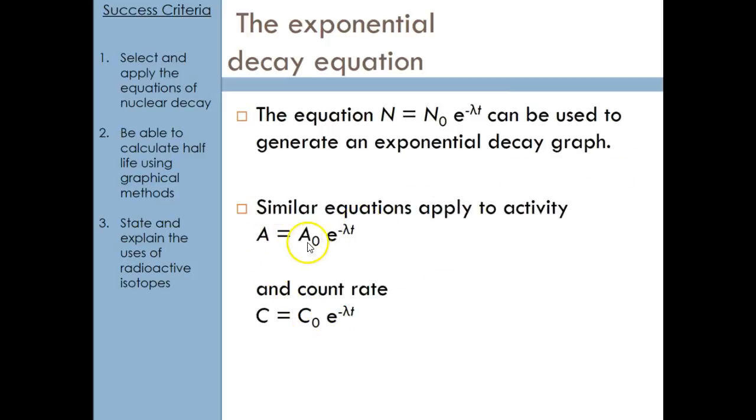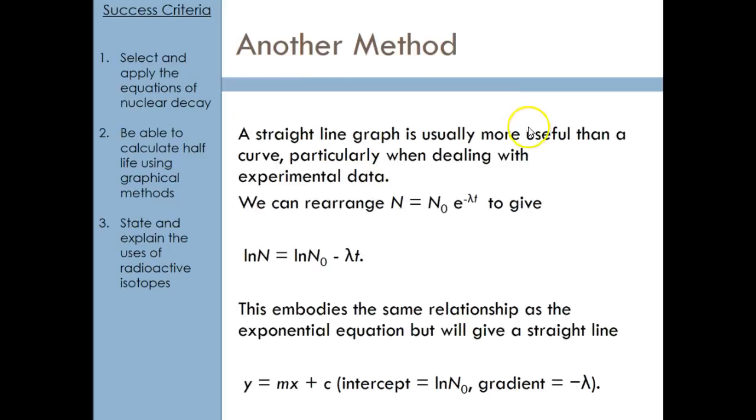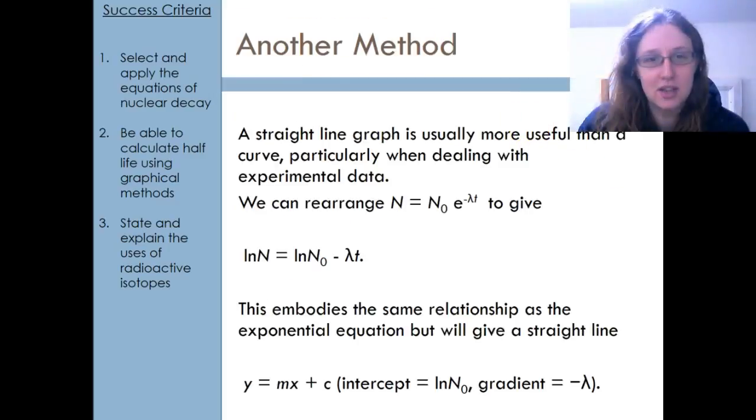So activity we already talked about. Count rate would just be the number of decays that you are detecting in a given time period, so the number per second. So we have this exponential relationship, and it's quite easy to apply. Now, as we have often done with exponential equations, we can find that it might actually be better to turn it into a straight line.